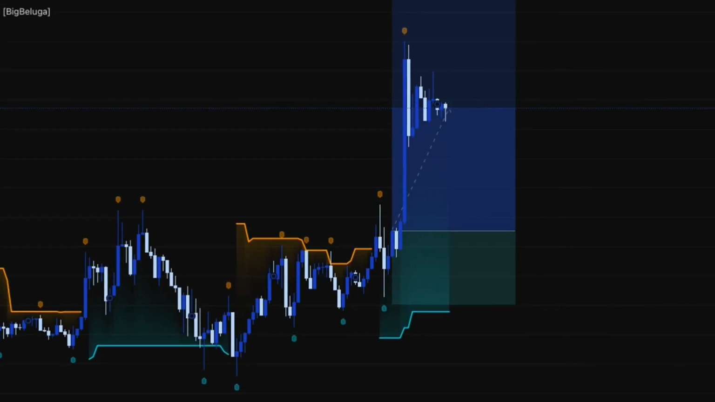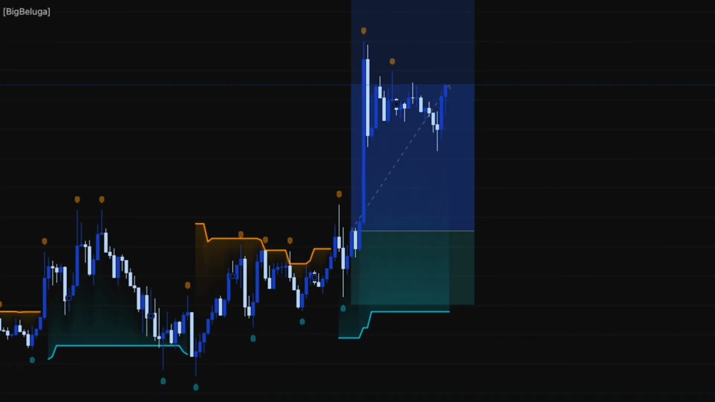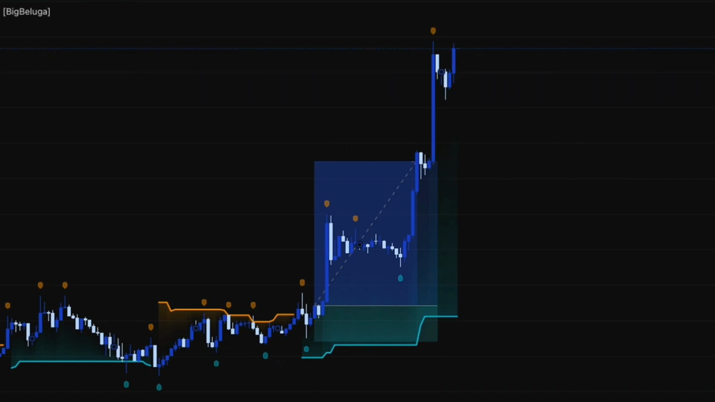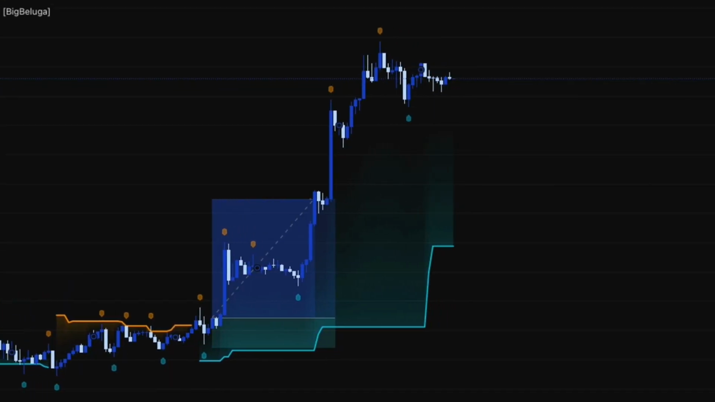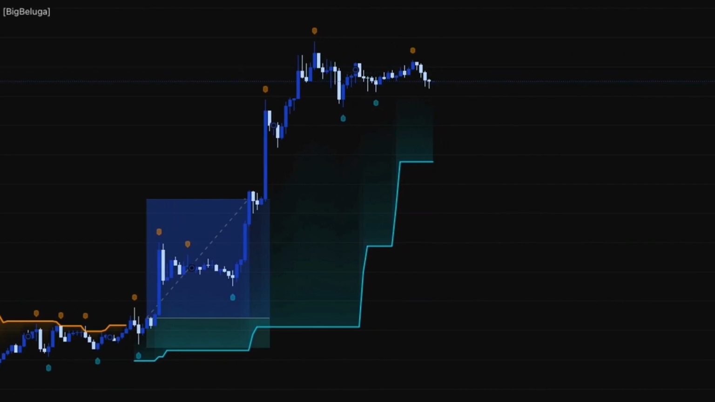Place your stop loss below the most recent structure low and take profit at a minimum of a 1:2 risk to reward ratio. Or trail your stop along the trend until the band flips back to bearish.